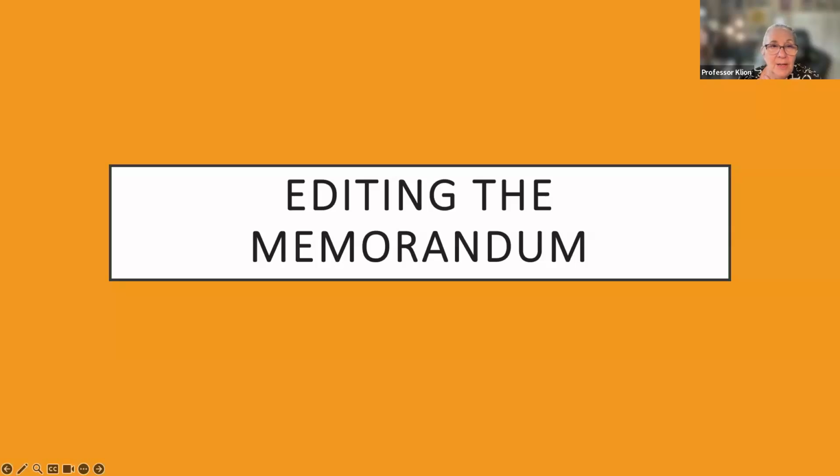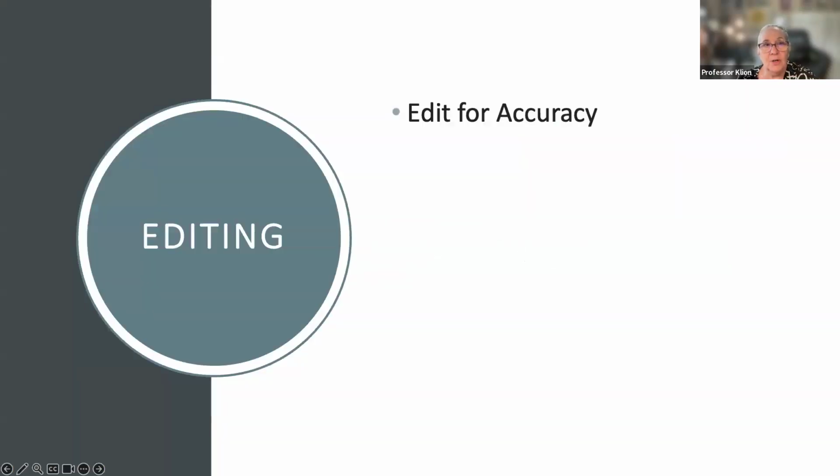So let's talk about editing. The first thing I want you to do is edit for accuracy. So I want you to make sure that your cases are cited right. I want you to do more than just run a spell check on your document. Certain things are not caught by spell check because they are already spelled properly.